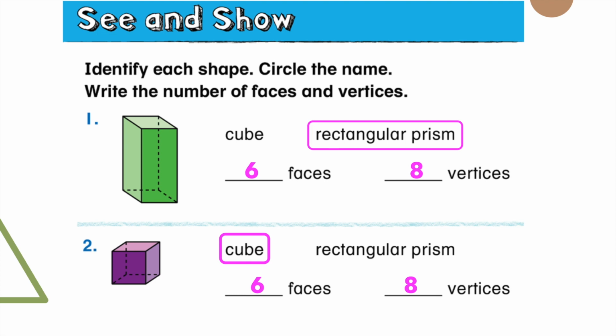I want you to go ahead and look very carefully at the green and at the purple shape. They're both solid shapes. They both have 6 faces and 8 vertices. The difference between the rectangular prism and the cube is in their faces. The face of a cube is a square. The face of a rectangular prism is a rectangle. That's where it gets its name, rectangular prism. All right, mathematicians, remember that.